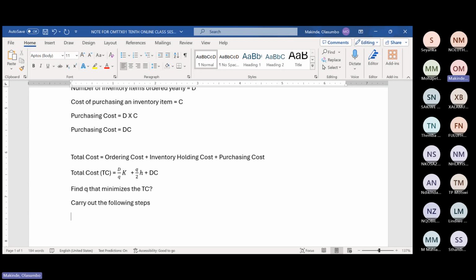And the first step is step 1, determine, that is differentiate. You want to determine the TC, the Q. So that means you want to differentiate TC with respect to Q. That's the first step.